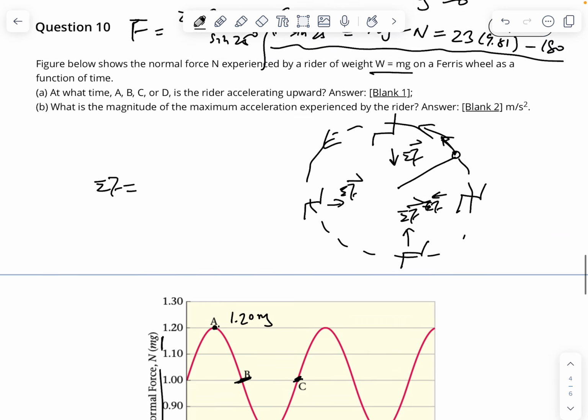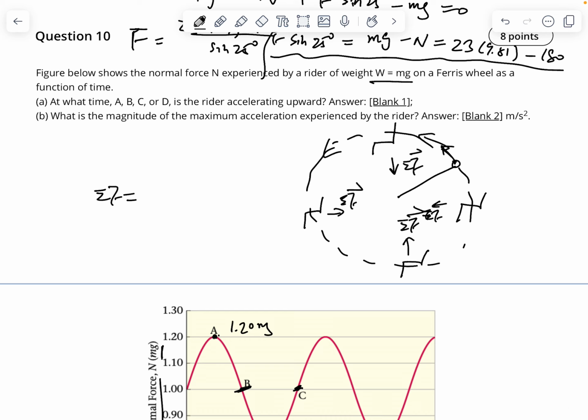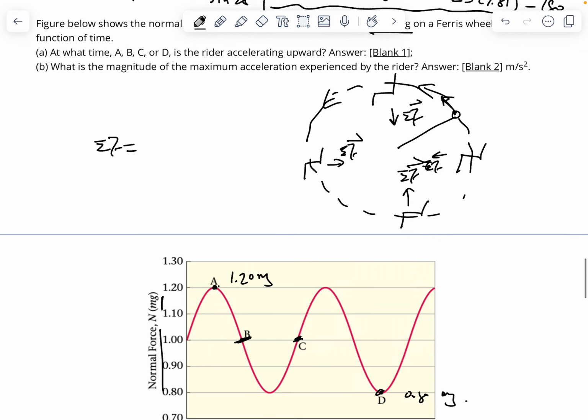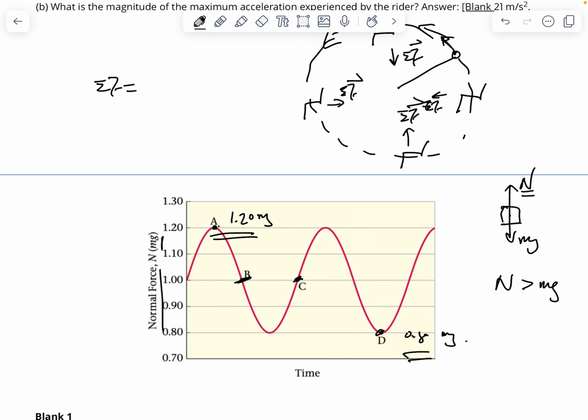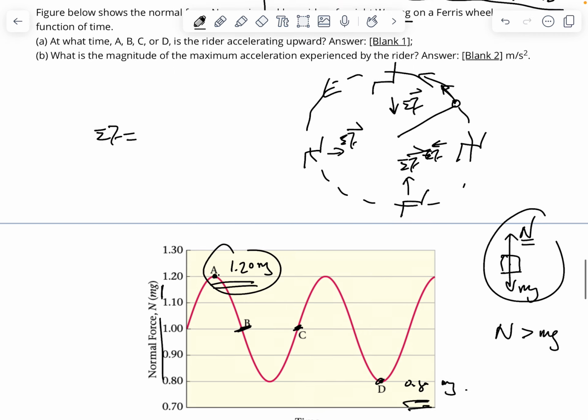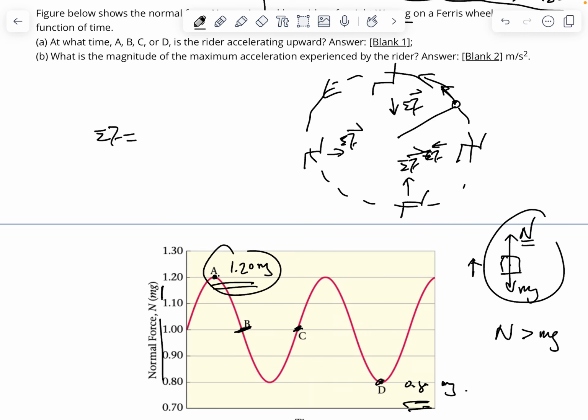All right. So A, at what time, A, B, C, or D, is the rider accelerating upward? Okay, so if you look at the rider, at any given moment, you have weight and normal force. You also have upward acceleration, so normal force must be bigger than weight, right? You see here, normal force bigger than weight. This here, normal force smaller than weight. So only at A is the normal force bigger than the weight, so you have upward acceleration.